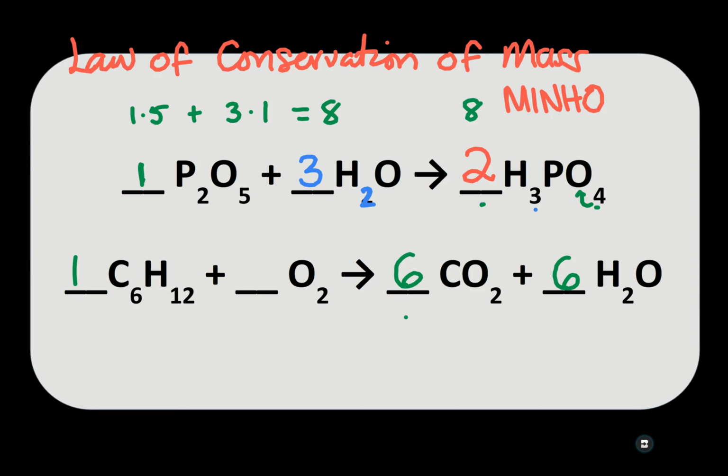So I have 6 times 2 is 12. I have 6 times 1, that is 6. So 12 plus 6 is 18. What times 2 will give me 18, and that will be my coefficient. So I'm going to put a 9 in the front here because 9 times 2 is 18. And I want to double check, but it looks like everything is now balanced. So we balanced this combustion reaction right here.